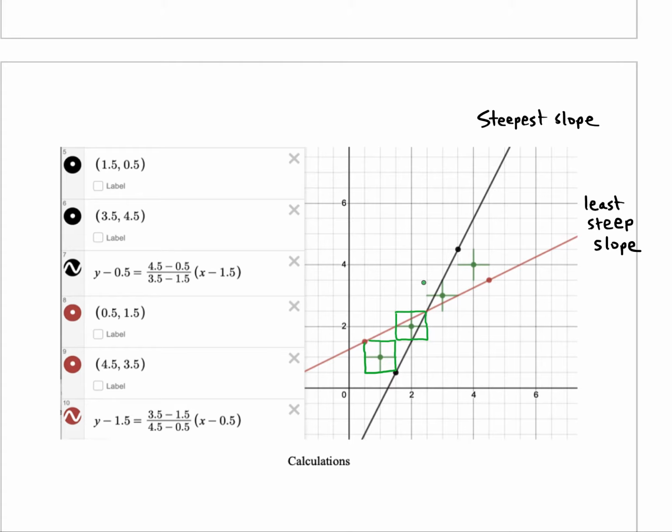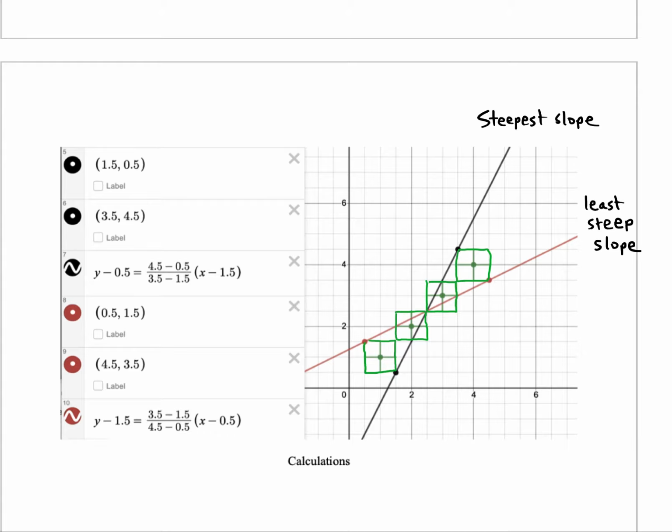And so what we're hoping is that we can go from the bottom right corner of one box to the upper left corner of the other for the steepest slope. And then we could go from the upper left of the first box to the lower right of the last box to get just an approximation of what the least steep slope might be. And hopefully, the lines that we create will pass through all the error boxes, is the hope.